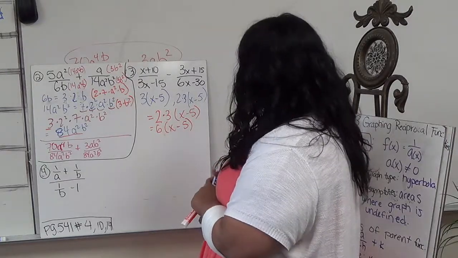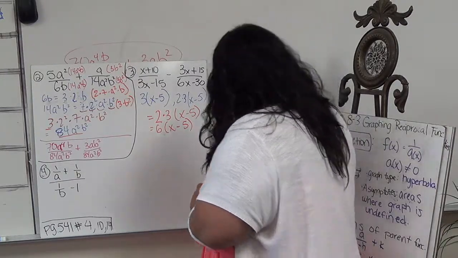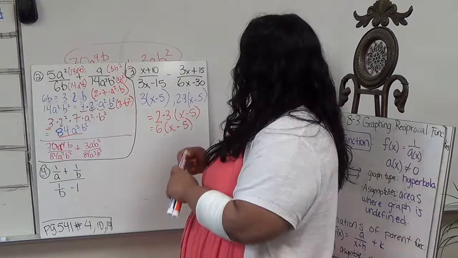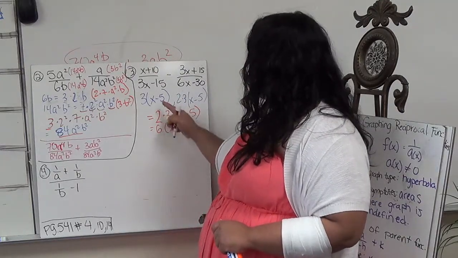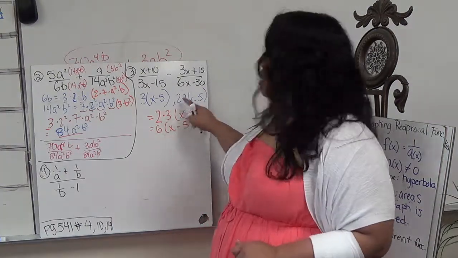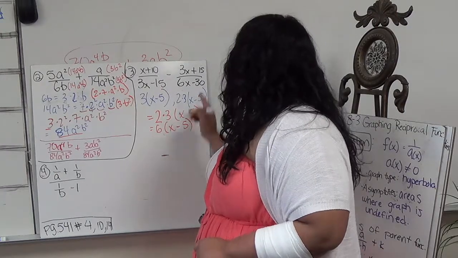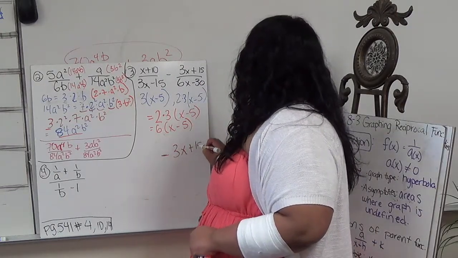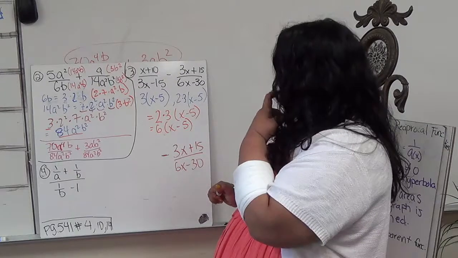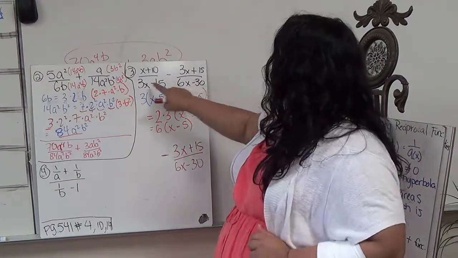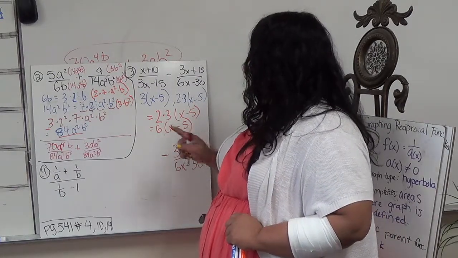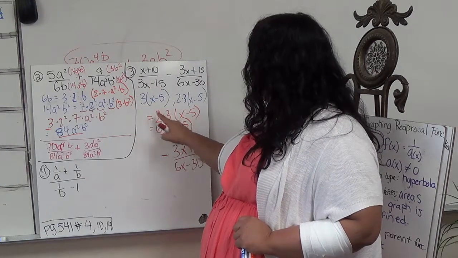So if I wanted to do that, I would then figure out how to make each of these 6x minus 30. Now, this 6x minus 5 is the same thing as this. Because it's the same thing, I'm just going to rewrite this whole thing. 3x plus 15, and then 6x minus 30. Because I'm not going to change anything, because this can be turned into this, because this is our LCM, our lowest common multiple.